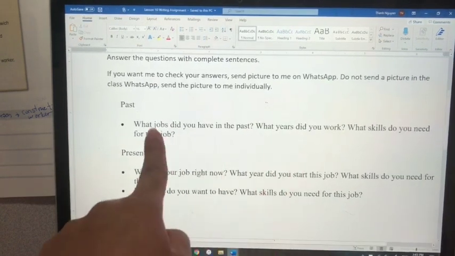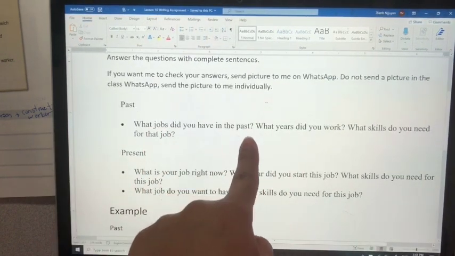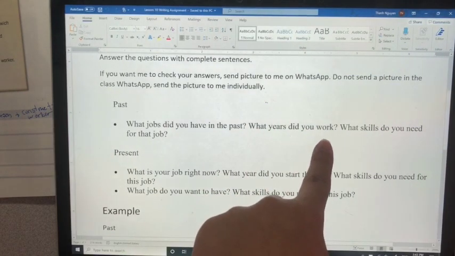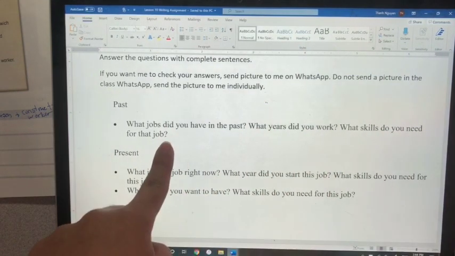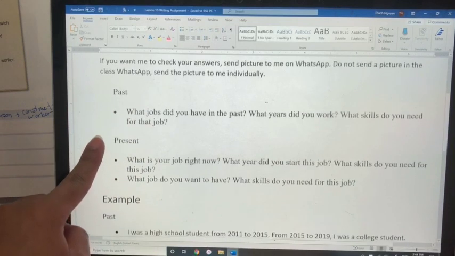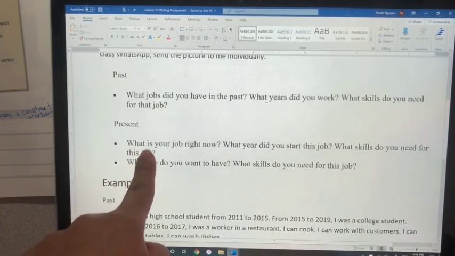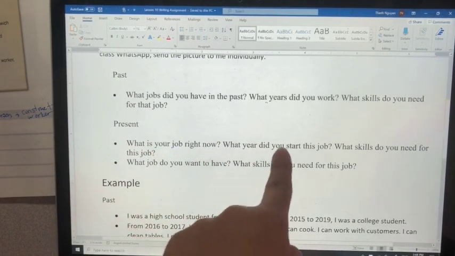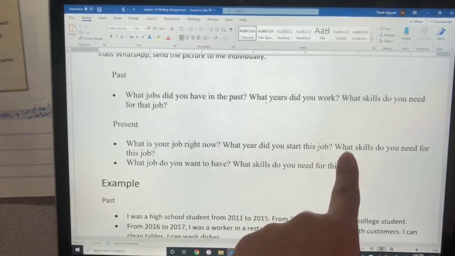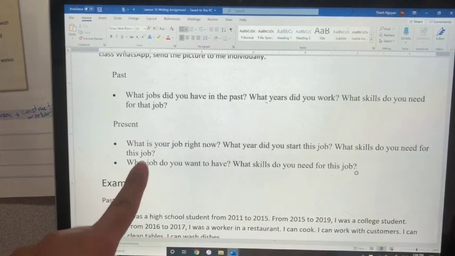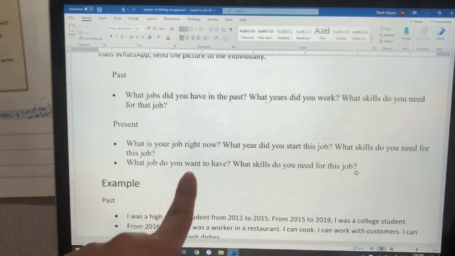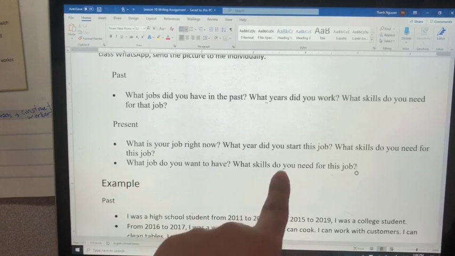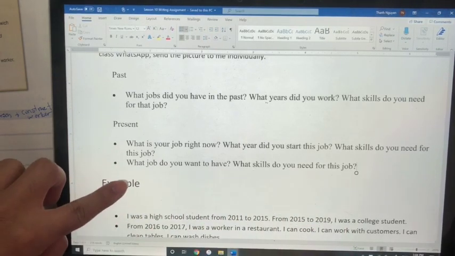So the questions were, what jobs did you have in the past? What years did you work? What skills do you need for that job? And then for the present, what is your job right now? What year did you start this job? What skills do you need for this job? And what job do you want to have? What skills do you need for this job?